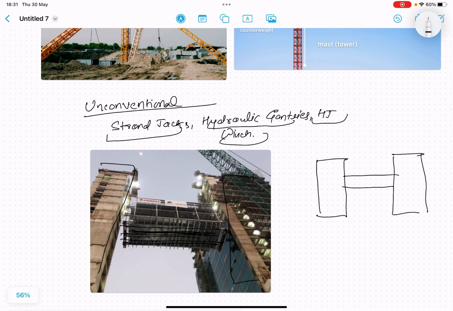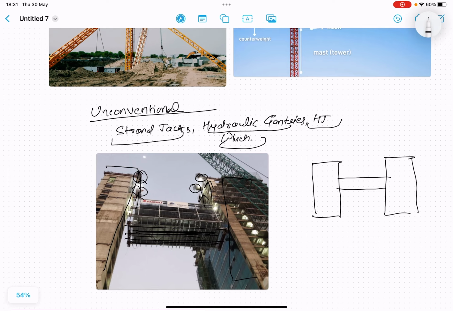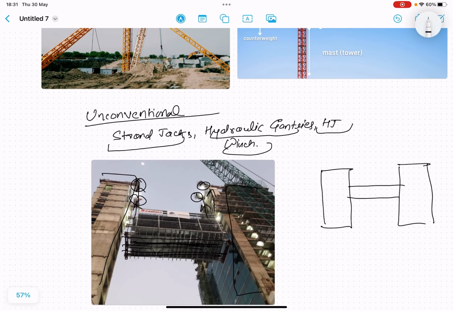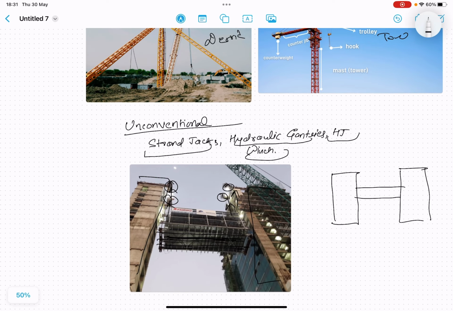two buildings. Okay, so what they have done, they are using strand jacks, and with the help of strand jacks, they lift this bridge. Once it reaches the final position, they do the welding and all the tightening. So in the conventional way we use a normal crane, but in unconventional ways for lifting we use strand jacks. Strand jacks are basically used for lifting. This is a simple example in front of you.